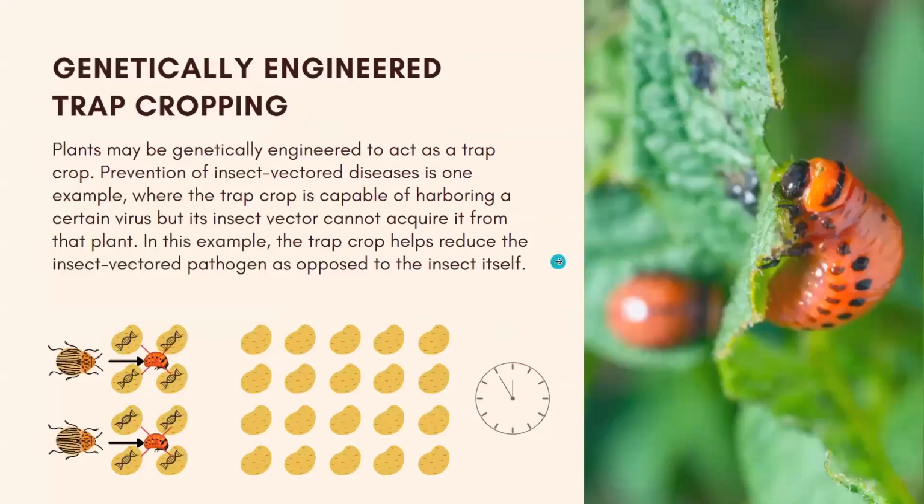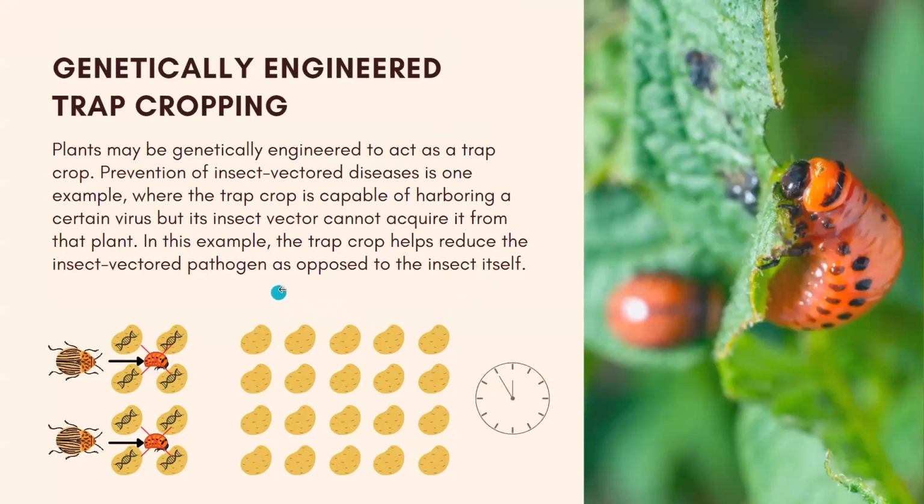So the next one is genetically engineered trap cropping. So plants may be genetically engineered to act as a trap crop. Prevention of insect vector diseases is one example where the trap crop is capable of harboring a certain virus, but its insect vector cannot acquire it from that plant. So in this example, the trap crop helps reduce the insect vectored pathogens as opposed to the insect itself.